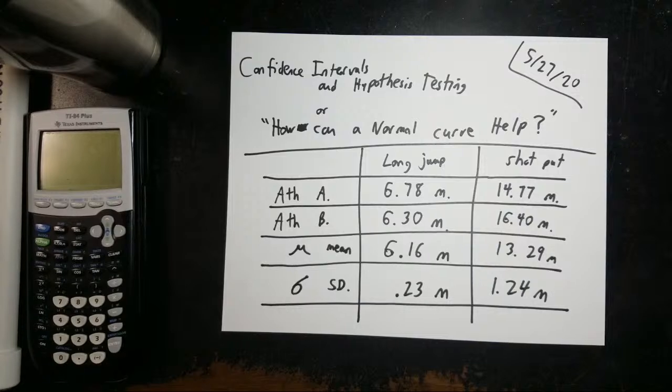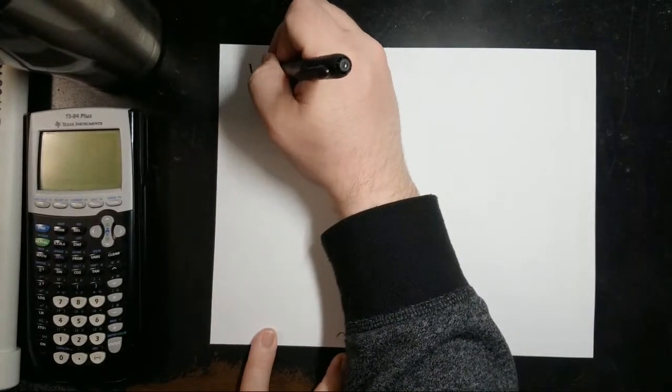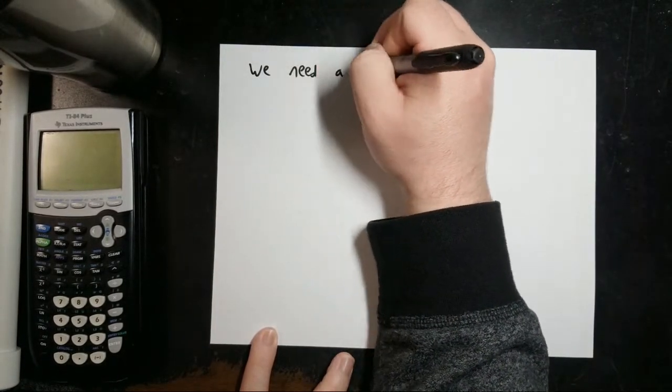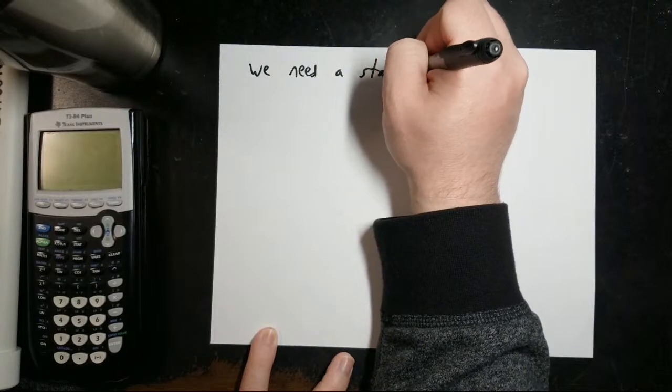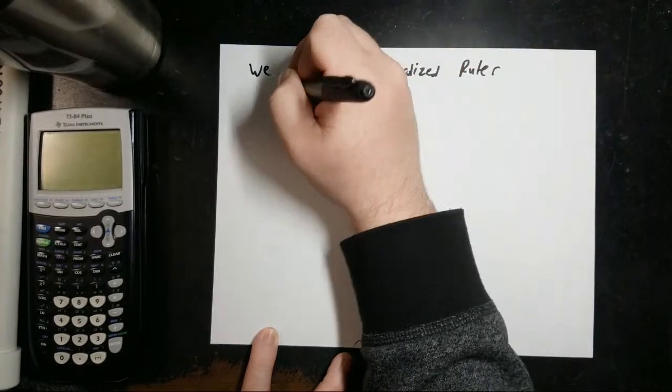So, how does this help us? How do we compare the two athletes? Who is the better athlete? Well, it comes down to a few statements here. We need a standardized ruler for measuring.